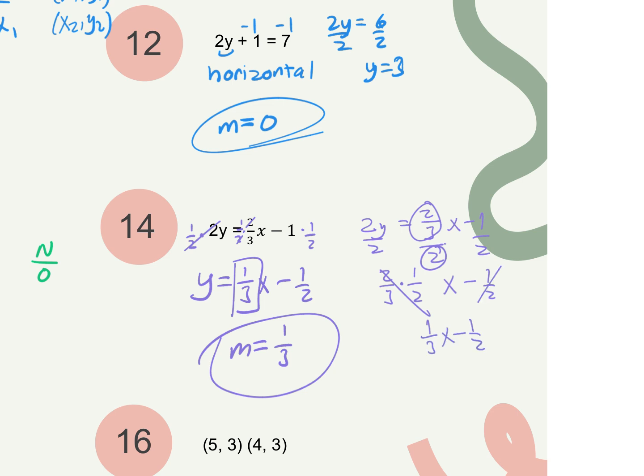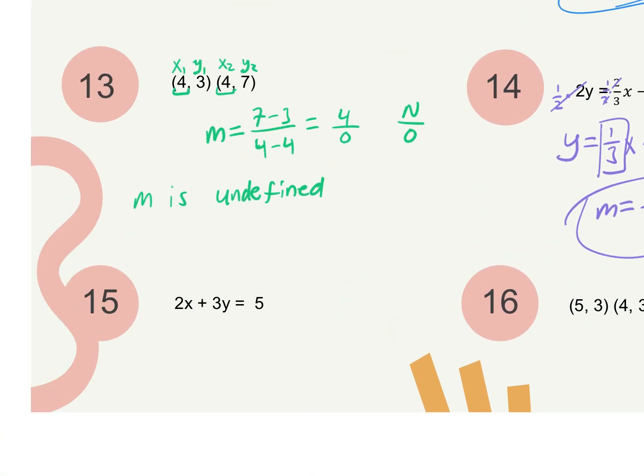The y-intercept here doesn't really matter. We don't care about that. We're just being asked for the slope. Okay, good. And then when you look at the next one, this is an equation in standard form.